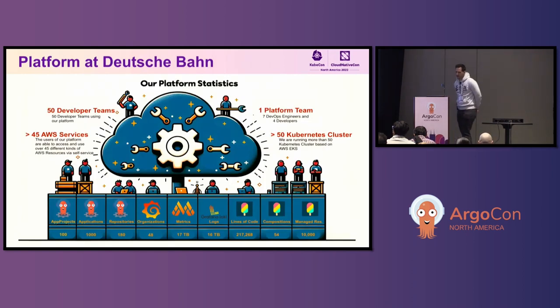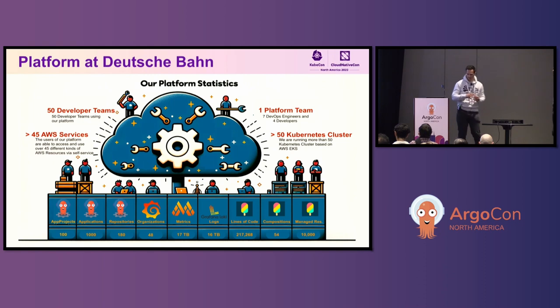So, with that being said, let's take a look at the current state of our platform. We have one platform team with around 11 developers and DevOps engineers. We're currently managing over 50 Kubernetes clusters, backed by the AWS EKS service. We have 50 different developer teams using our platform, and we allow these developers to use over 45 different kinds of AWS services via self-service. In regard to Argo CD, we currently have 100 different app projects with 1,000 applications, and these applications interface with 180 different repositories.